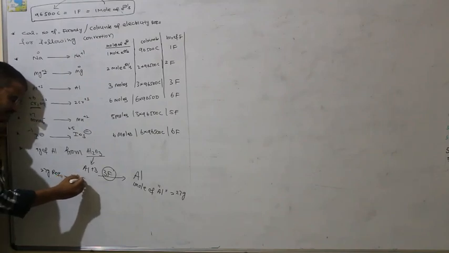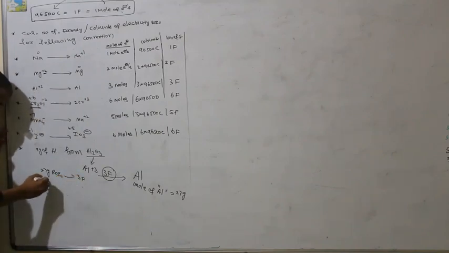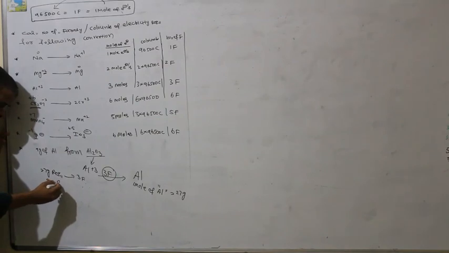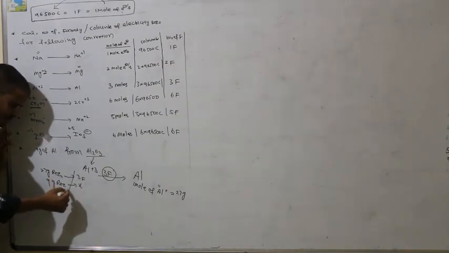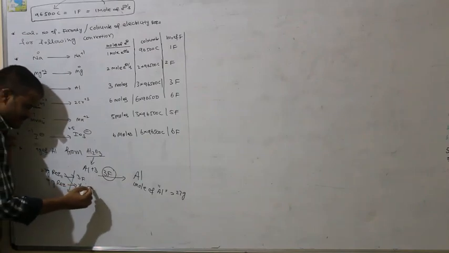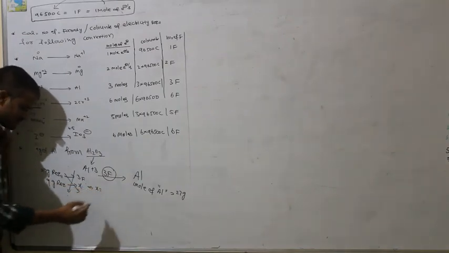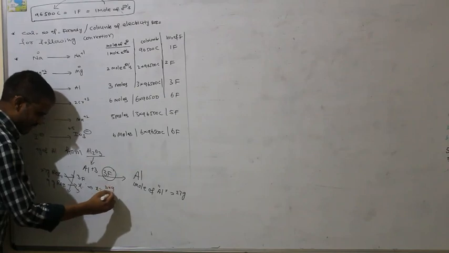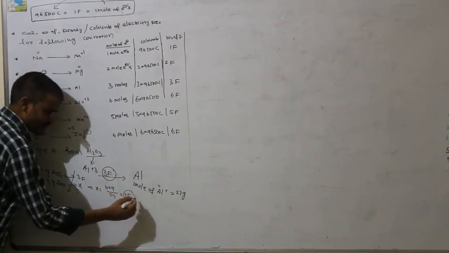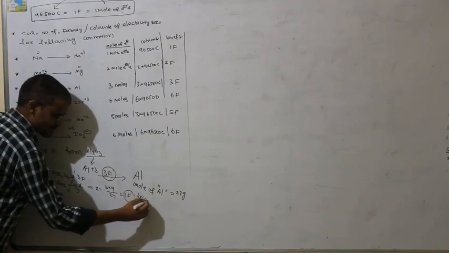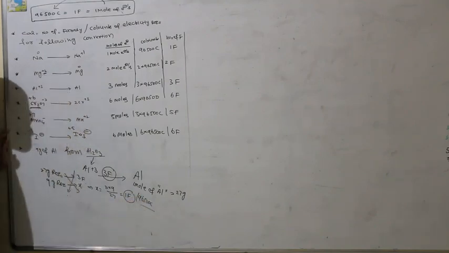3 Farad. Then 9 grams required X Farad. Cross multiply. What will your answer become? X is equal to 3 into 9 by 27. Answer: 1 Farad, or 96500 coulombs.